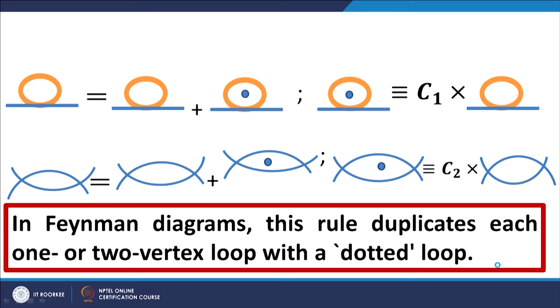Similarly, if you have a loop with two vertices, it translates to a loop with two vertices and a dotted loop with two vertices. The dotted loop with two vertices is nothing but C2 into the original loop. Recall that in due course C1 and C2 would be made to approach infinity.